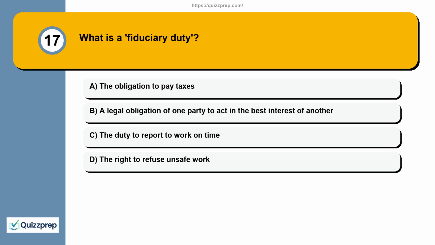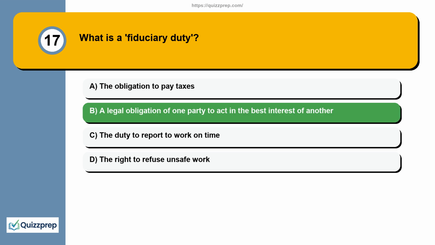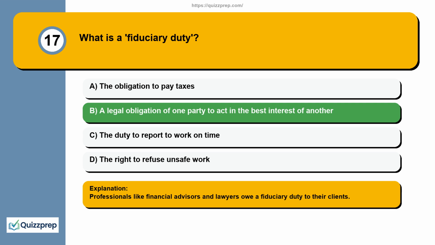Question 17. What is a fiduciary duty? Here are your options. Option A. The obligation to pay taxes. Option B. A legal obligation of one party to act in the best interest of another. Option C. The duty to report to work on time. Option D. The right to refuse unsafe work. The correct answer is option B. A legal obligation of one party to act in the best interest of another. Explanation. Professionals like financial advisors and lawyers owe a fiduciary duty to their clients.